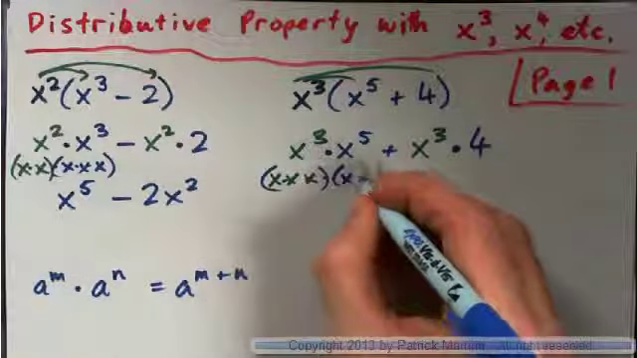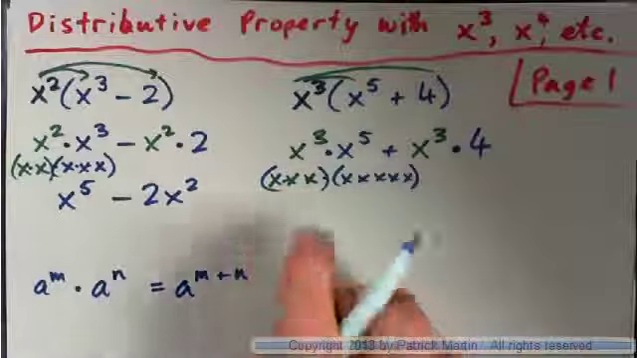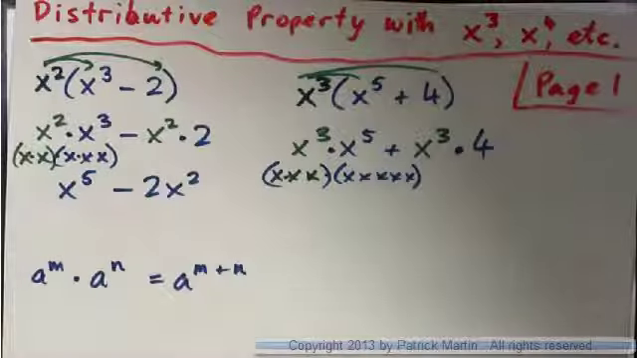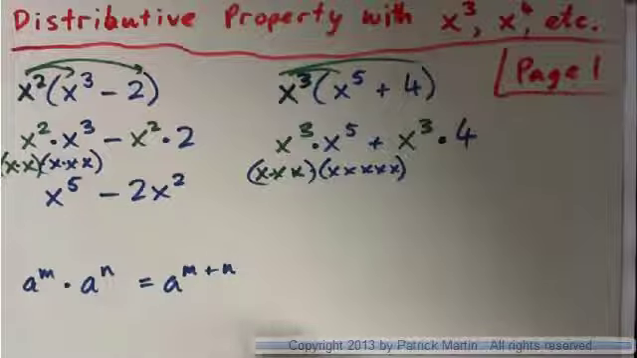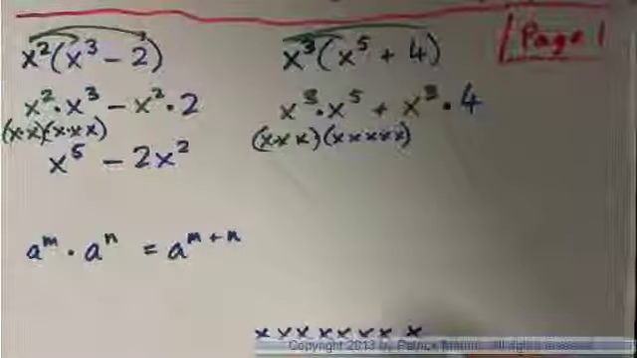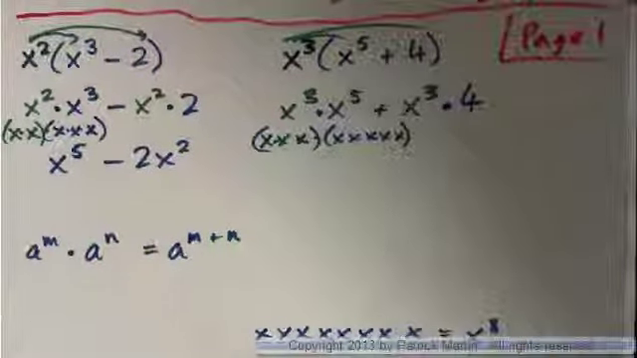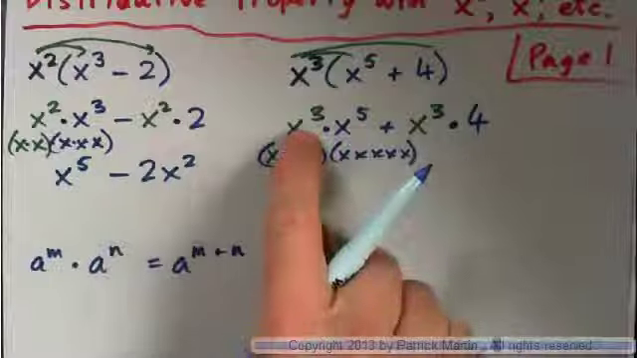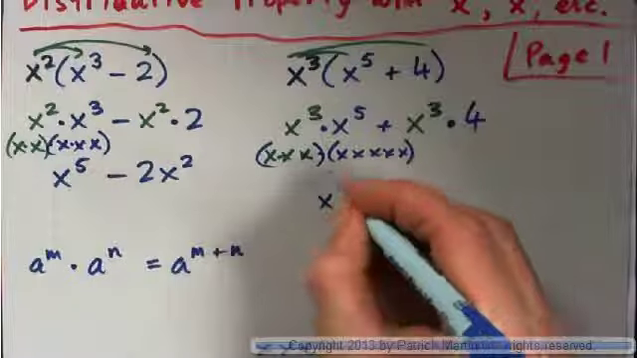Which is 1, 2, 3, 4, 5 x's. So you have 3 x's multiplied by 5 x's, which is the same as 1, 2, 3, 4, 5, 6, 7, 8 x's being multiplied, right? Or x to the power of 8. So I hope this is clear that this is in fact x to the power of 8.